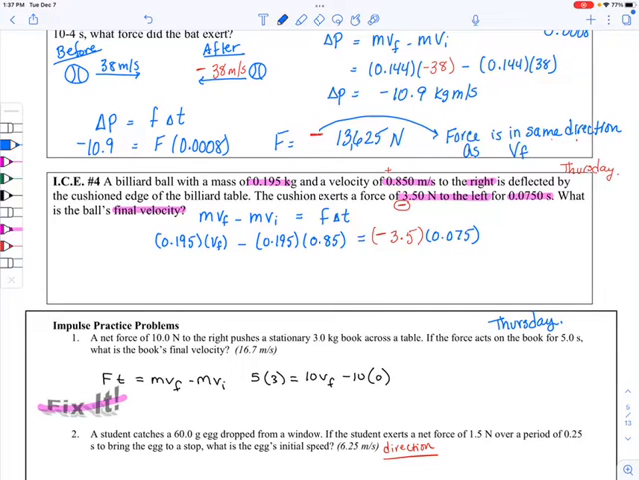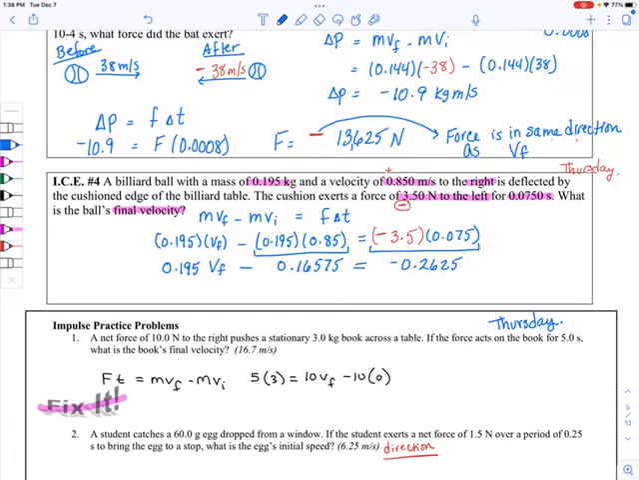Okay, so when you do this math, what you want to do is combine the negative 3.5 and the 0.075. And so this part right here should get you negative 0.2625. And then you're going to combine this part, 0.195 times 0.85, which gives you 0.16575 minus 0.195 VF, okay? You should have a fairly easy time solving it from here. You're going to add the 0.16575 over to the right and then divide by 0.195.